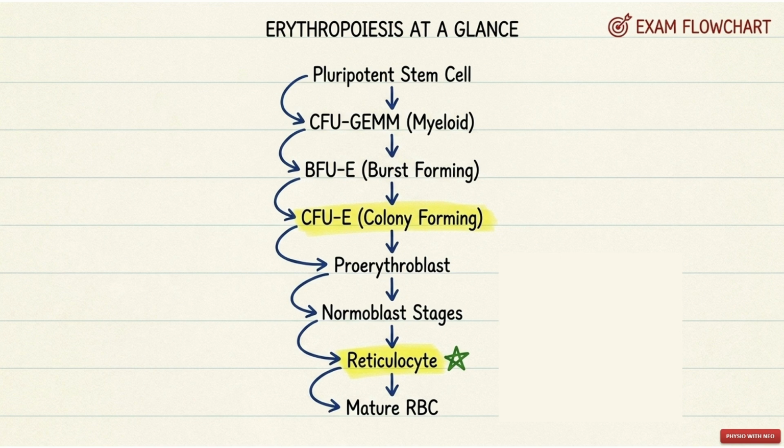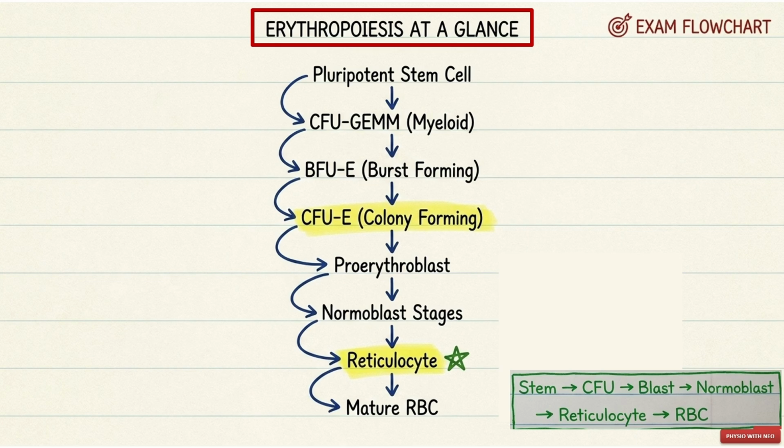Now let's begin the most feared part, the maturation sequence. Most students try to memorize every stage individually and get confused. Instead, remember only this shortcut. Stem cell forming colony forming unit form blast cells, that is normoblast, then reticulocytes and mature RBCs. That's it. The entire RBC journey in one line.